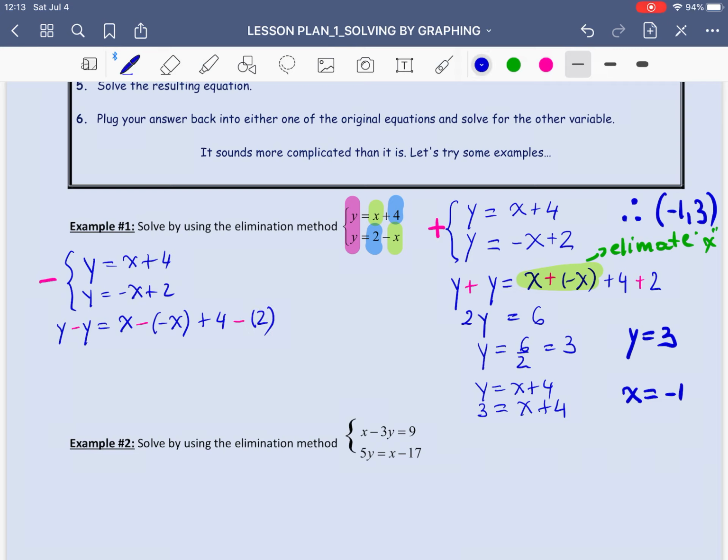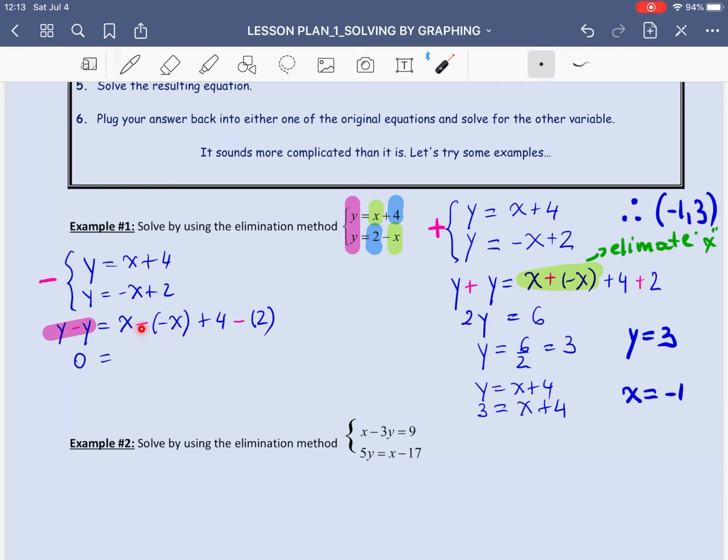So y minus y is equal to 0y, sorry, here. So 0y equals x minus negative x. Be very careful with this. It's very easy to get it wrong.